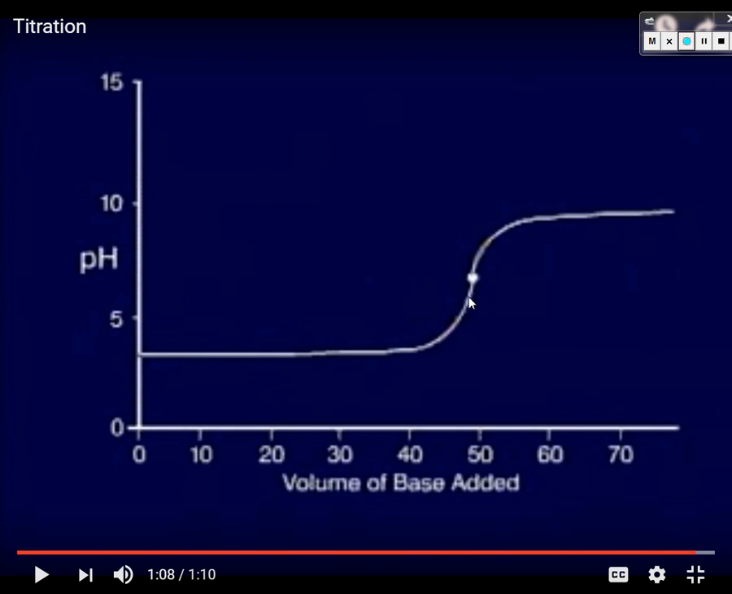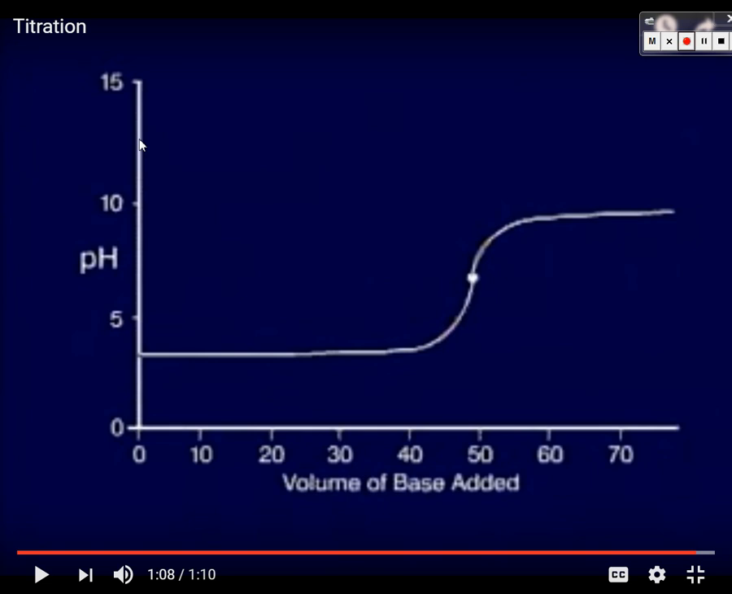Now, the one thing I want to ask you about this, and we're going to look at it from both perspectives. So, we started with an acid and we dropped the base in. How would this graph change if we started with a base and dropped an acid into it? It would be the mirror image of it. Would you agree? So the original at 0 would be way up here.